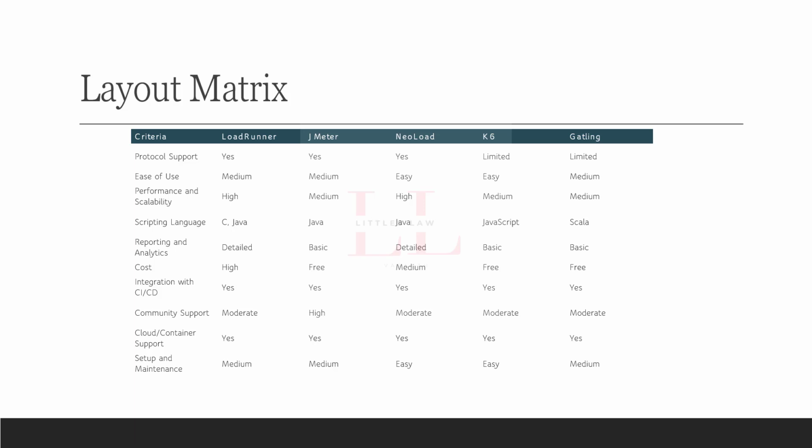And for LoadRunner and Neoload, Little Slaw gives a lot of support. We have a lot of videos and we support in terms of fixing issues. We have a channel, which you all know, where we support the experts in helping them fix their challenges. K6 and Gatling have moderate community engagement support, because of the learning curve required.